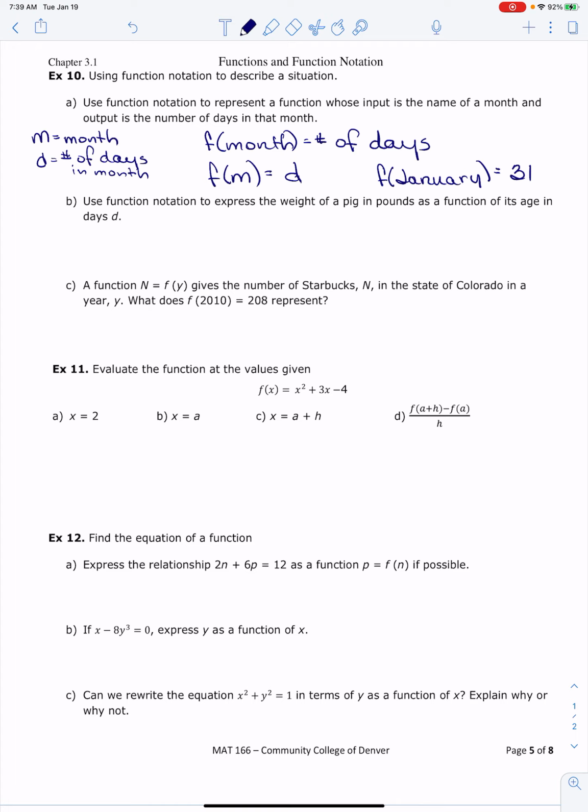B asks us to use the function notation to express the weight of a pig in pounds. So W equals weight in pounds, in terms of its age in days, which we're calling D. So our input is days, our output is weight.